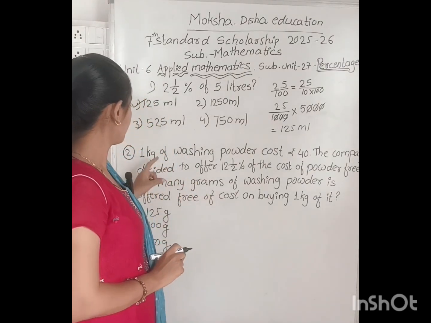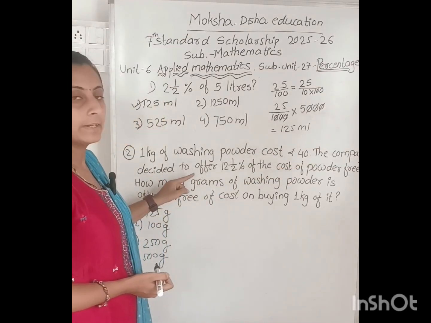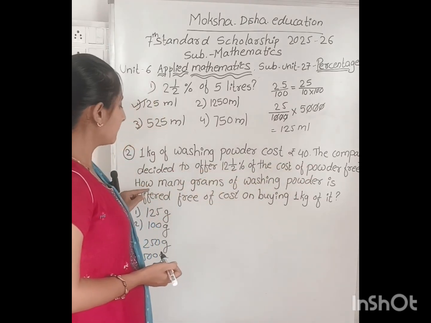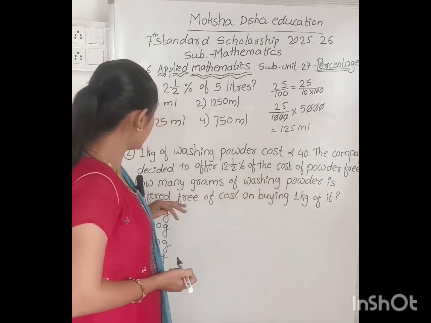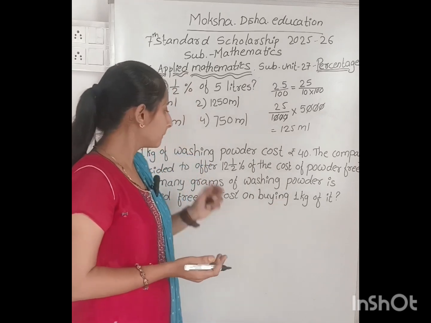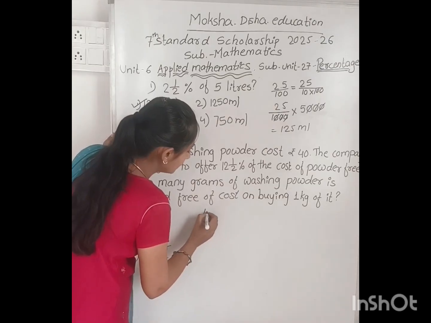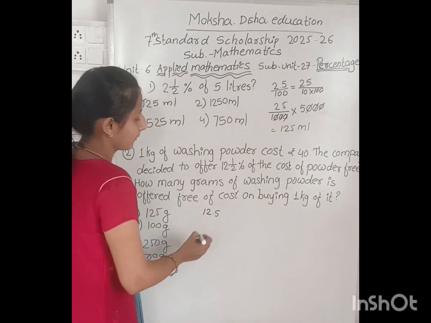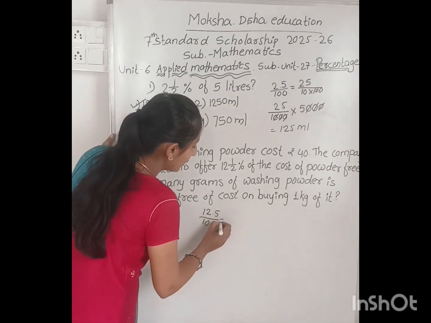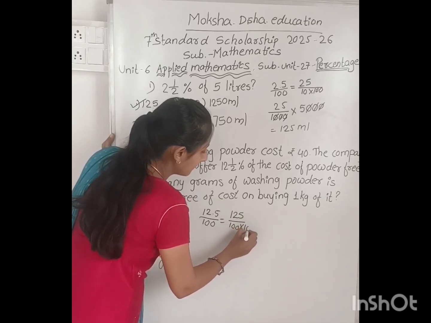Now the second question. If 1 kg of washing powder costs ₹40, the company decided to offer 12.5% of the cost of powder free. How many grams of washing powder is offered free of cost on buying 1 kg of it? Means from 1 kg, 12.5% we have to calculate. We can write this as 12.5. Percent means per 100. To remove this decimal point, again we divide that by 10.